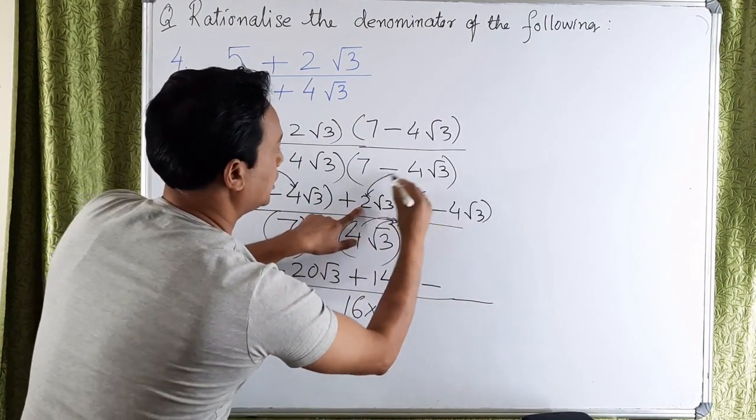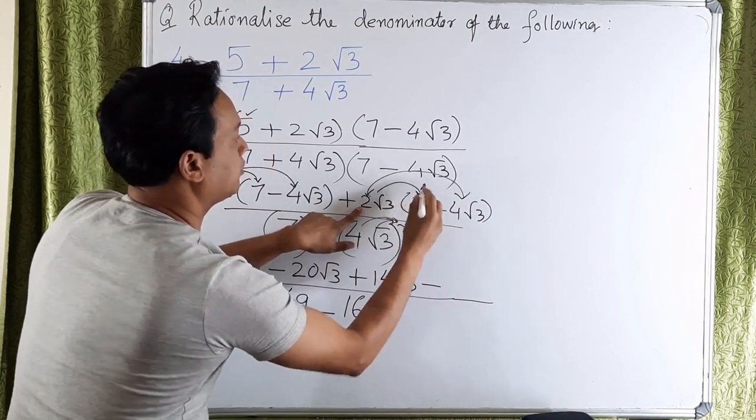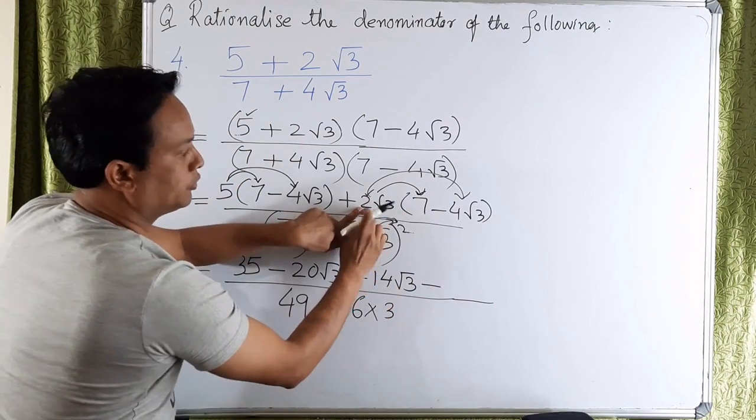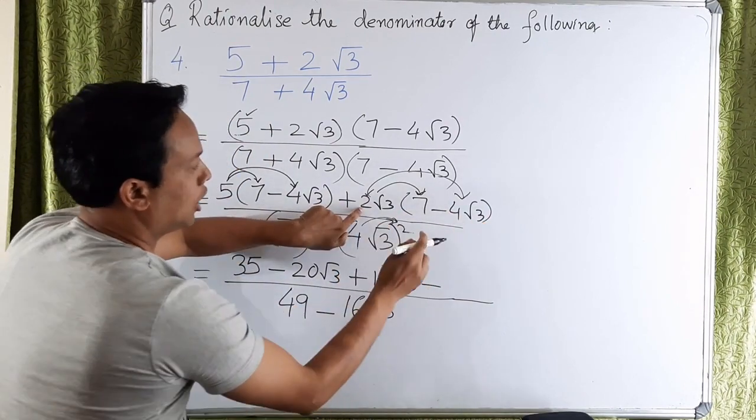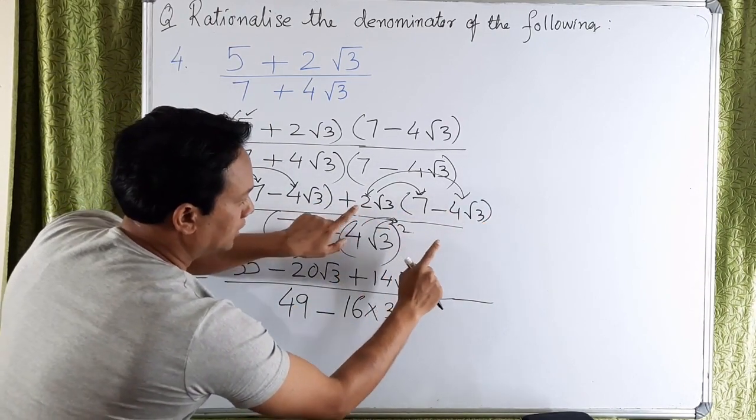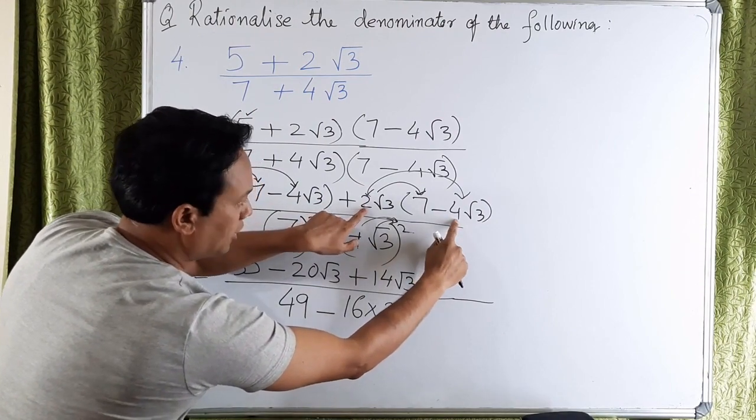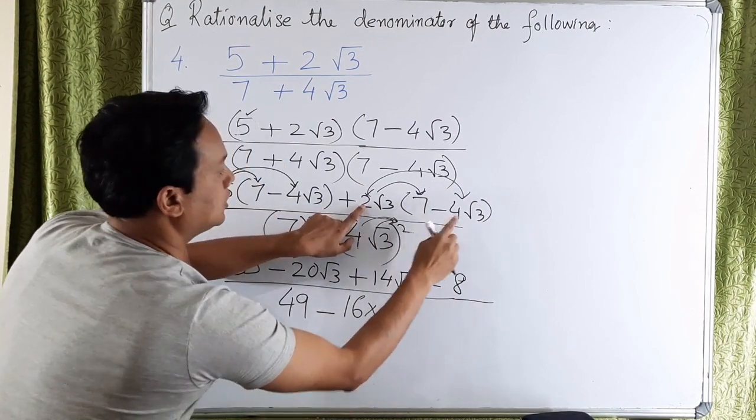When you multiply this with this now, first we multiplied with this. 2 7s are 14 root 3. Now this number should be multiplied with this. How do you multiply? So see nicely. This number is outside here. This is outside. 2 into 4 is 8. 2 into 4 is 8.